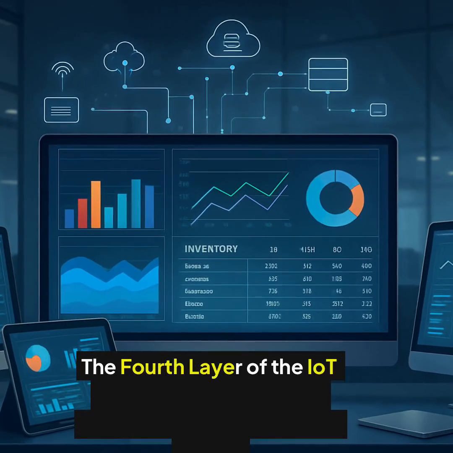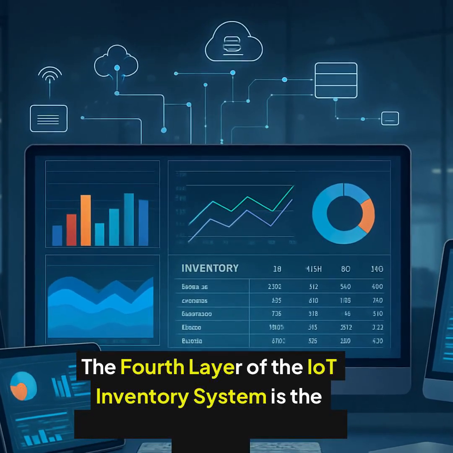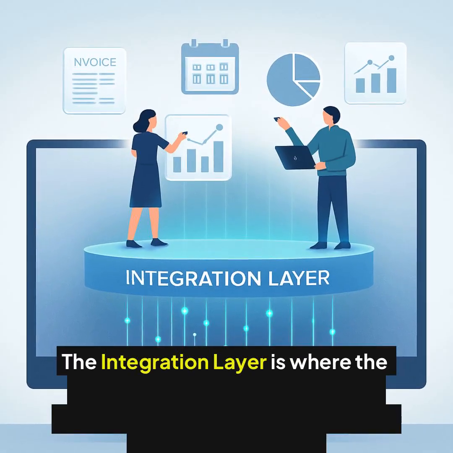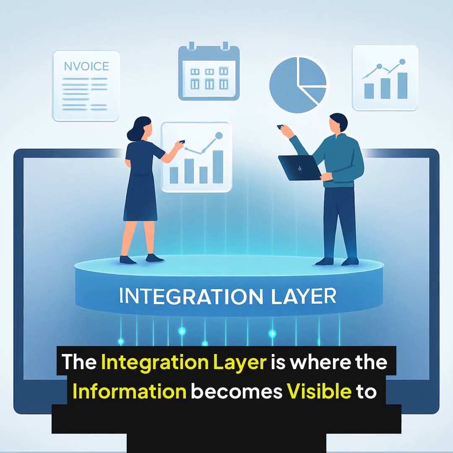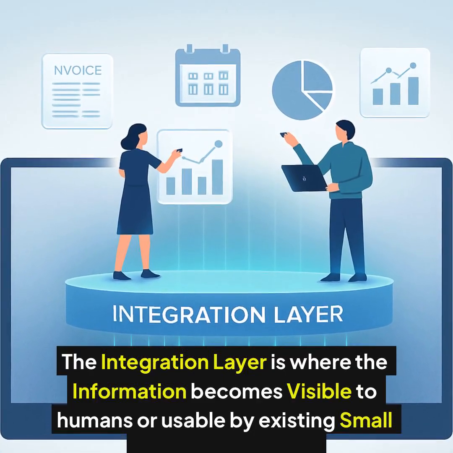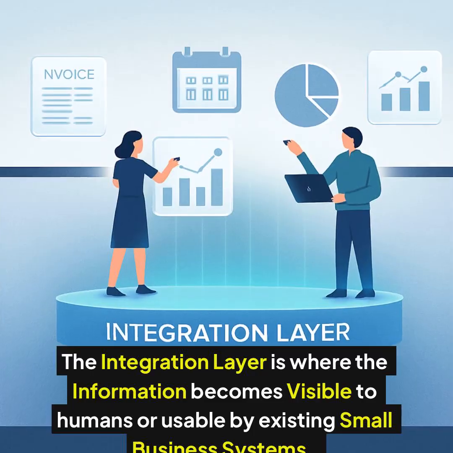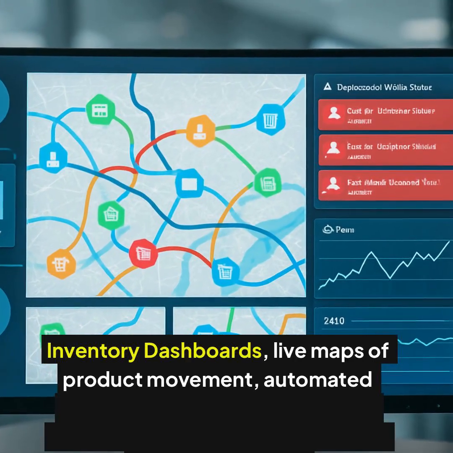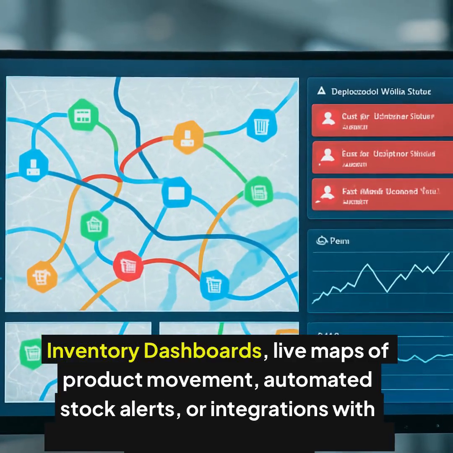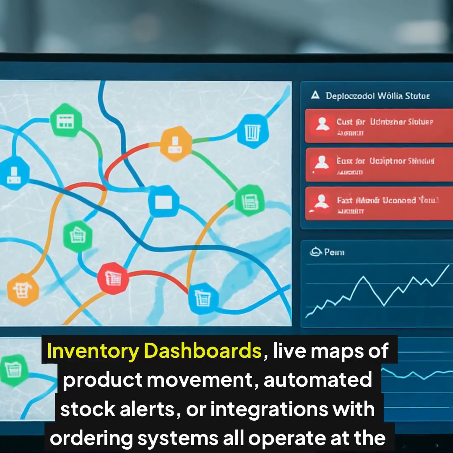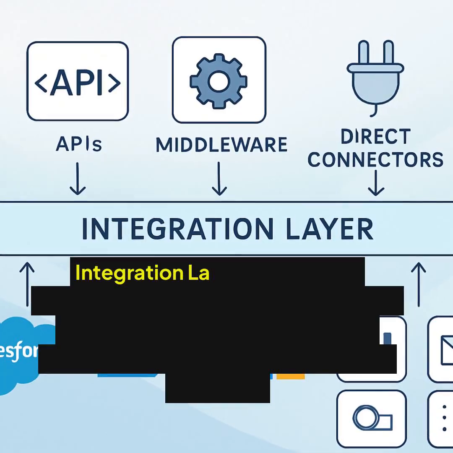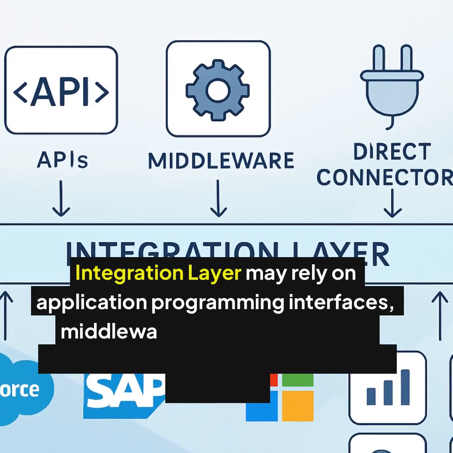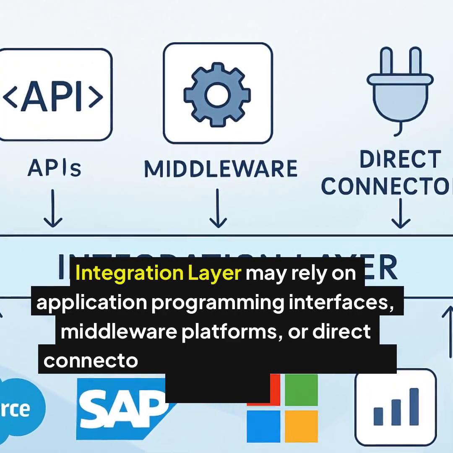The fourth layer of the IoT inventory system is the visualization or integration layer. The integration layer is where the information becomes visible to humans or usable by existing small business systems. Inventory dashboards, live maps of product movement, automated stock alerts, or integrations with ordering systems all operate at the integration layer. It may rely on application programming interfaces, middleware platforms, or direct connectors developed by software vendors.